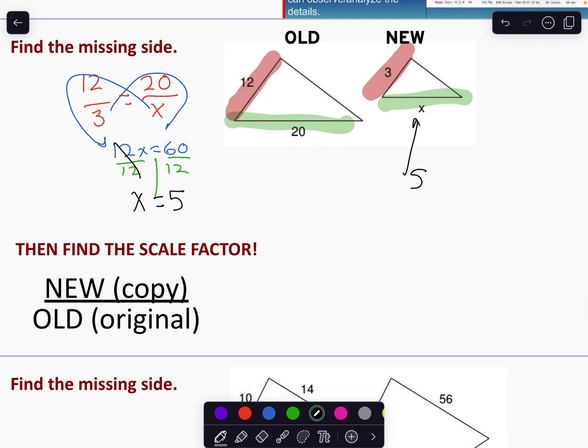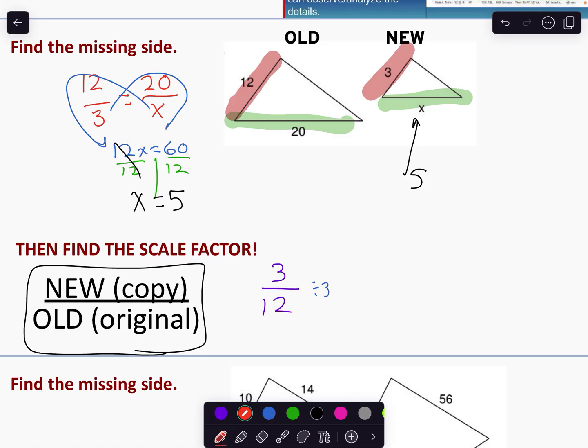Now we have to find the scale factor. So we want to follow this: the new copy over the old original. So I can take any 2 sides. So let's do 3 on the new over 12 on the old, right? If I simplify this down, I divide the top and the bottom by 3, I'm going to get 1/4. Okay, so my scale factor is 1/4.